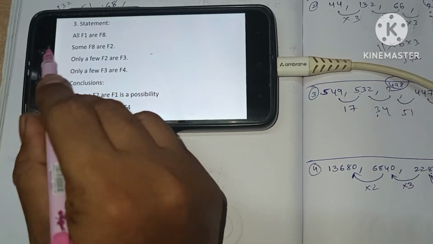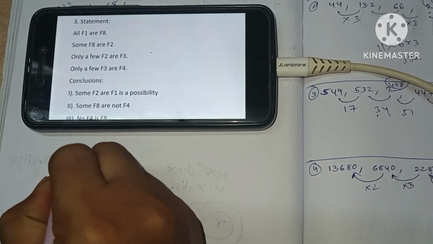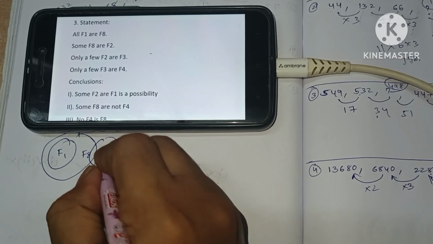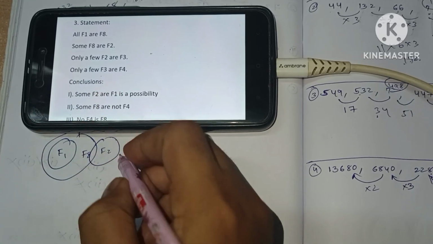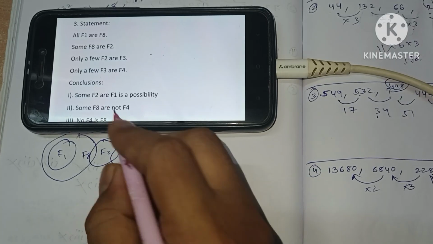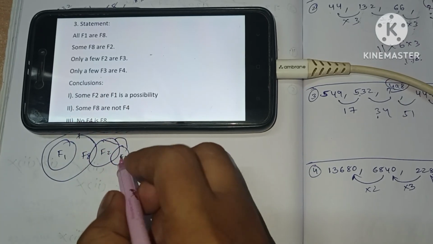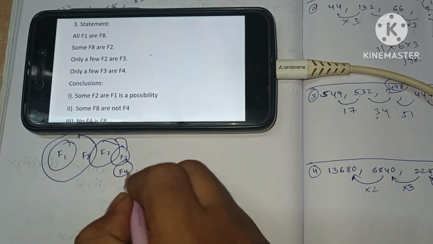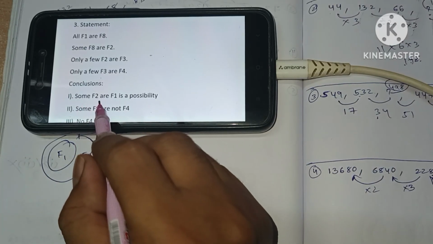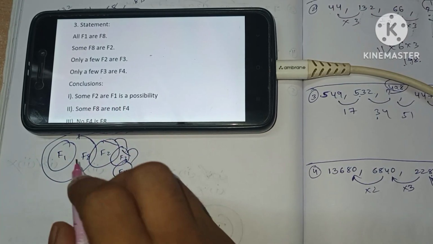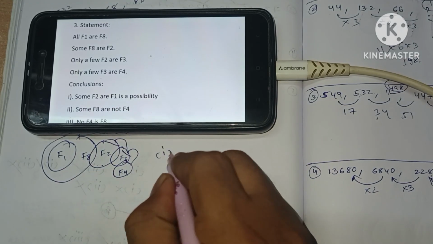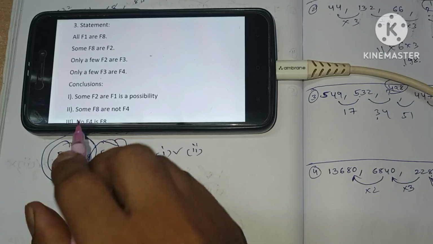Third question. All F1 are F8. Some F8 are F2. Only a few F2 are F3. Only a few F3 are F4. Let's see conclusions. Some F2 or F1 is a possibility. F2 and F1 possibility, as it is possible. First one is true.